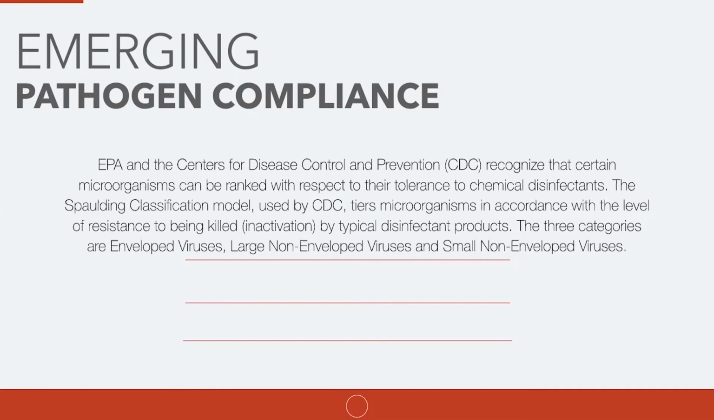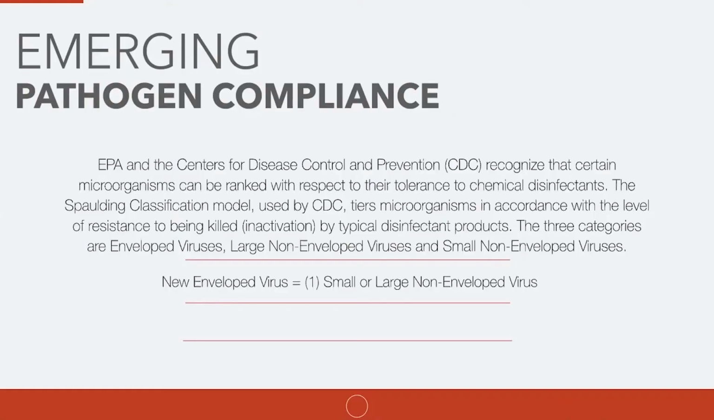So how that works in our current situation is that a new enveloped virus, in order to make the assumption that you can kill COVID-19, the original registrant had to submit to the EPA for them to stamp that you have claims against a large or small non-enveloped virus. So a real-world example would be COVID-19 being a large enveloped virus. You need to prove to the EPA that you have a small non-enveloped or large non-enveloped virus claim, like norovirus or adenovirus. If this emerging pathogen had been a large non-enveloped virus, you would need to prove that you have a small non-enveloped virus claim.